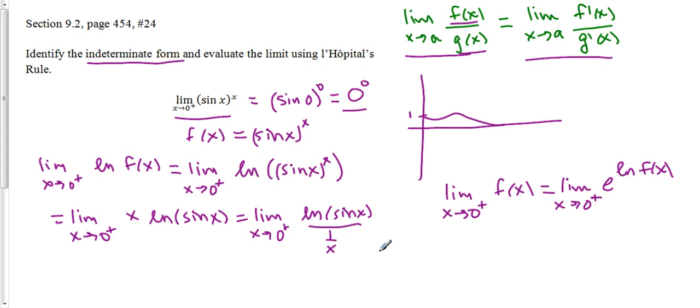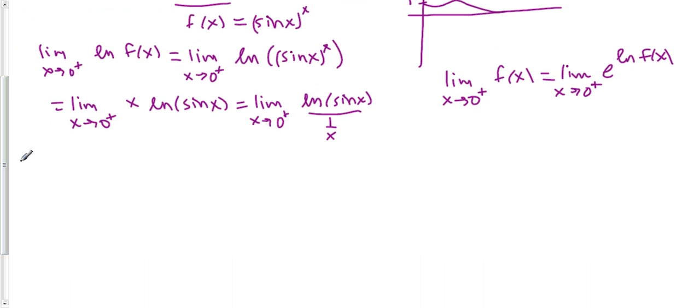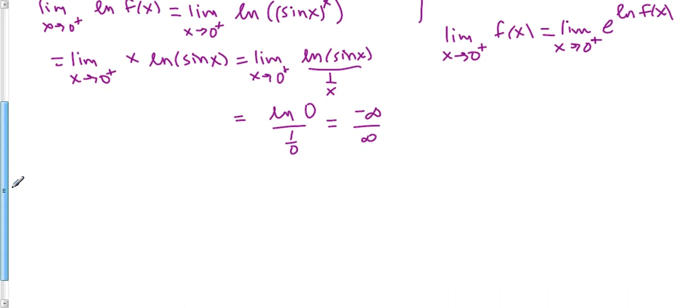Well, now I need to substitute in again and see if I can recover a form that I can apply L'Hopital's rule to. So if I substitute in, then I'm basically going to have the natural log of 0, because we said that the sine of 0 was 0, over 1 over 0. And as we saw in the last problem, the natural log of 0 really approaches negative infinity, and 1 over 0 is infinity. And I've got a situation where I can apply L'Hopital's rule. So let's do that.